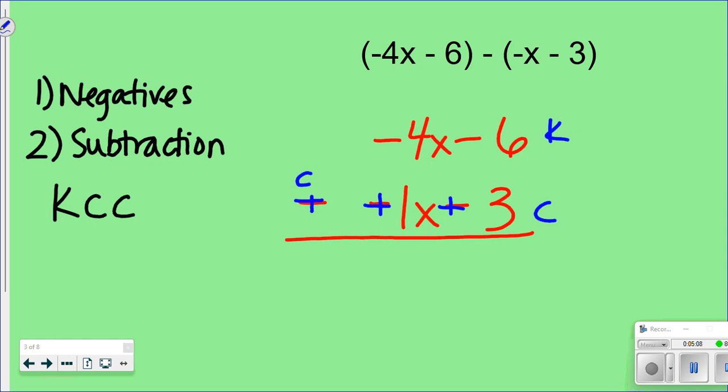The only thing I suggest is make sure you get a sign out here, because if you don't put a sign out here, you're not going to know what you're going to keep and change. So it's really important to put your subtraction sign there. Some of you get lazy and don't do that. So make sure you get everything in there you need.